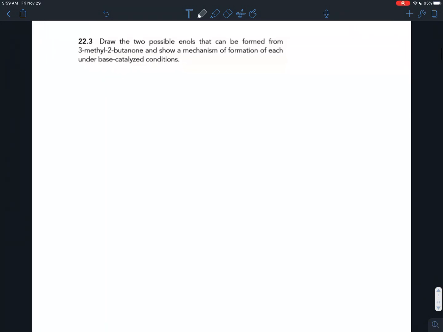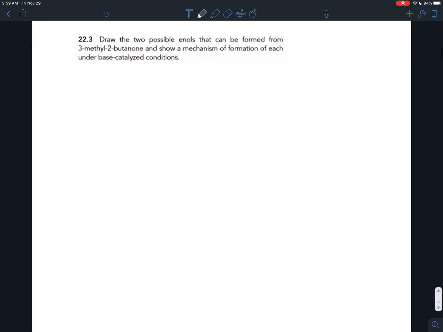So exercise 22.3 is asking you to draw the two possible enols that can be formed from 3-methyl-2-butanone. We've introduced that concept in the last two videos. And also to show a mechanism for how each of those would be formed under, crucially, base-catalyzed conditions. Well, the first step is just to know what we're dealing with.